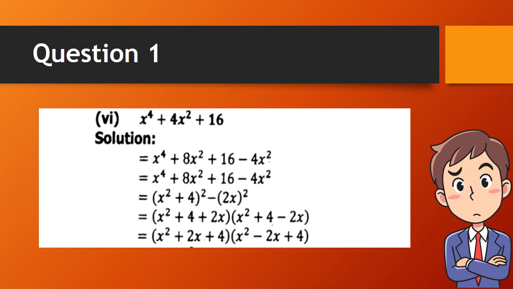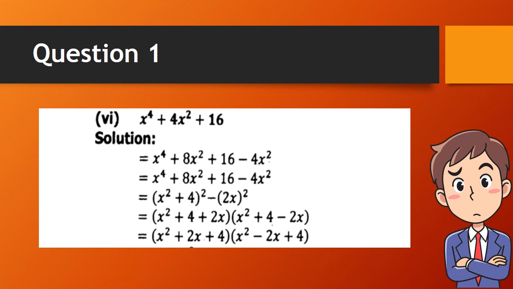So students, in part number 6 you have x raised to power 4 plus 4x square plus 16. So according to the formula you have x square whole square, and 16 is 4 squared. So the formula completing is 2 into x square into 4, that will give you 8x square.